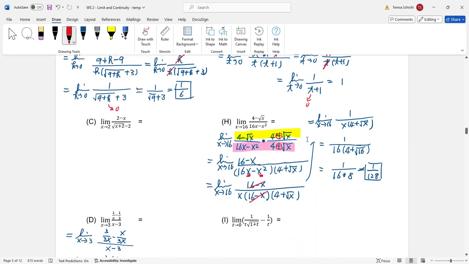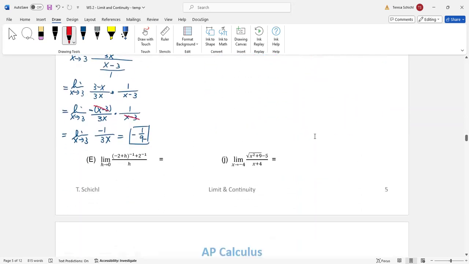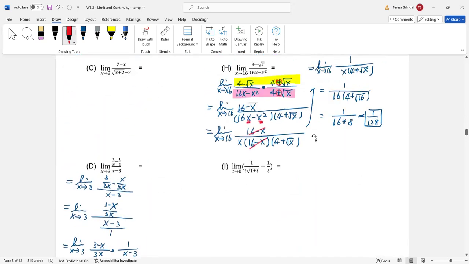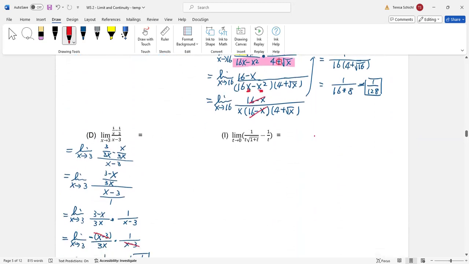All right, so let's try to do a combination once here, all right? So let's try to take a look at problem I.